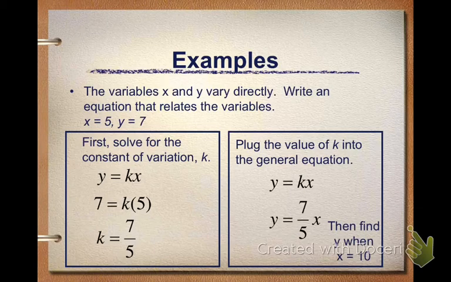Now, if at some point it asks you to find what y is when x is 10, now that you know what k is, what am I going to do with the 10? This isn't in your notes, but what would I do if it says, now find y when x is 10? Plug it into the equation. So I just take 7/5 times 10, and I would get my new y value. So y equals 7/5 times 10. Well, that's 2 times 7. So what's y equal to? 14.